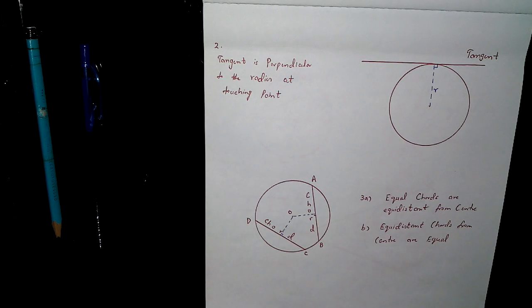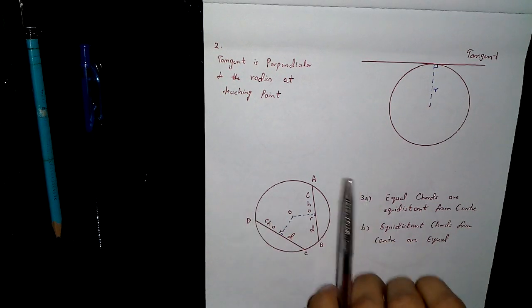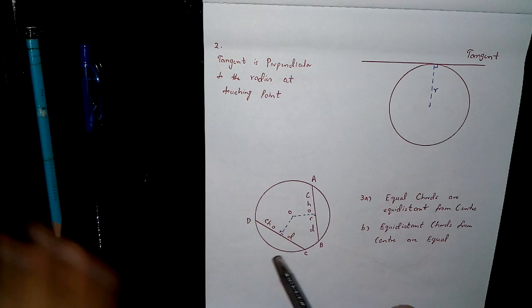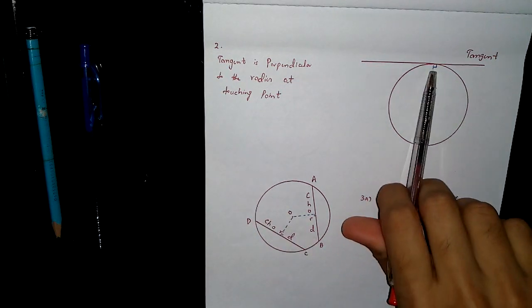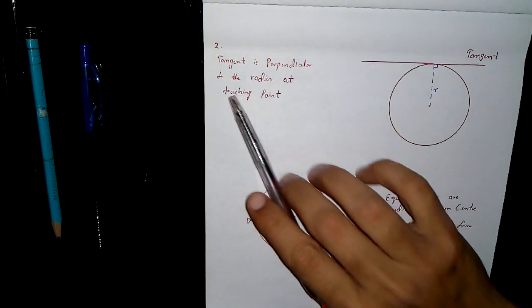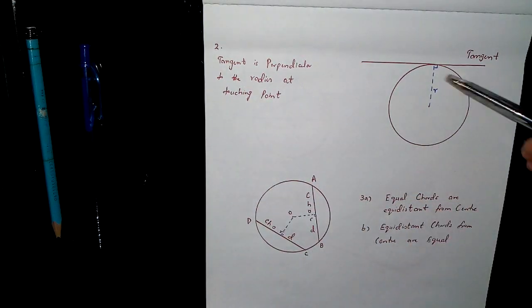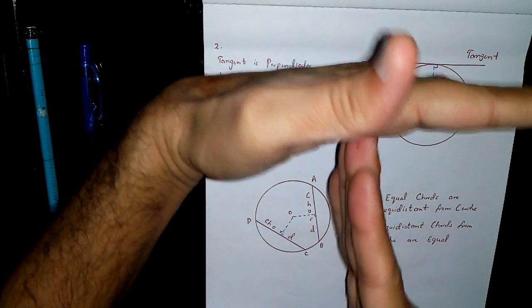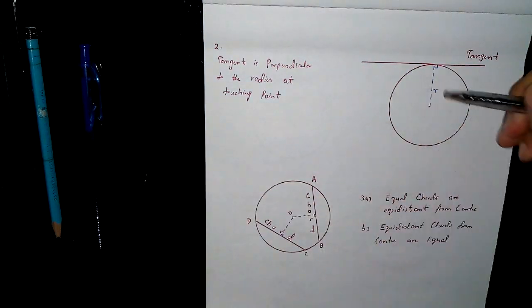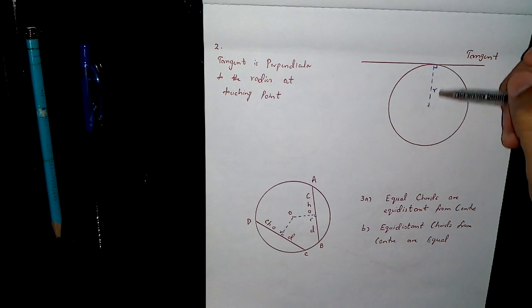The second property, that of the tangent: I have told you before what a tangent is, passing through a single point. Tangent is always perpendicular to the radius at the touching point. Tangent will always be perpendicular, that is 90 degree. Tangent is always perpendicular to the radius.